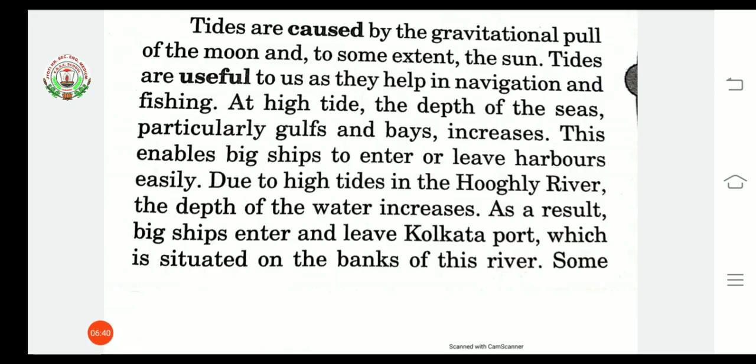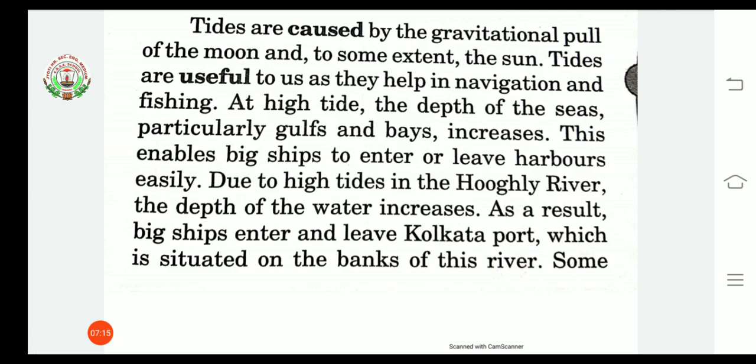So at high tide, the depth of the sea increases, particularly in gulfs and bays, which helps them. This enables big ships to enter or leave the harbors easily. Let's understand with the help of an example like Kolkata port. Due to the high tides in Hooghly River, the depth of the water increases and it allows the big ships to enter and leave Kolkata port.